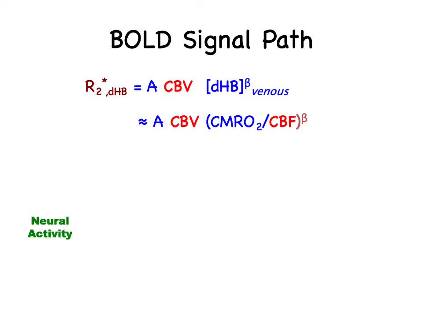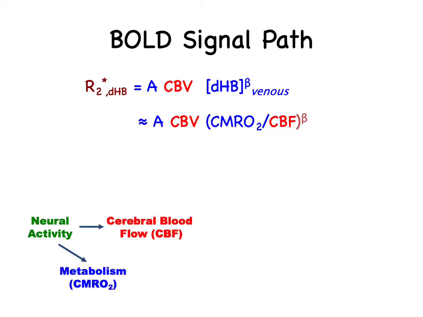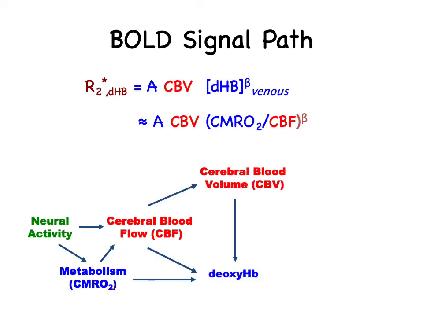Although understanding is still incomplete, the current working picture is that changes in neuroactivity lead to changes in both CMRO2 and CBF. In addition, changes in CMRO2 may also trigger changes in CBF. Changes in CBF lead to changes in CBV, and the change in the total amount of deoxyhemoglobin depends on all 3 quantities. The resultant changes in R2* then give rise to the BOLD signal change.